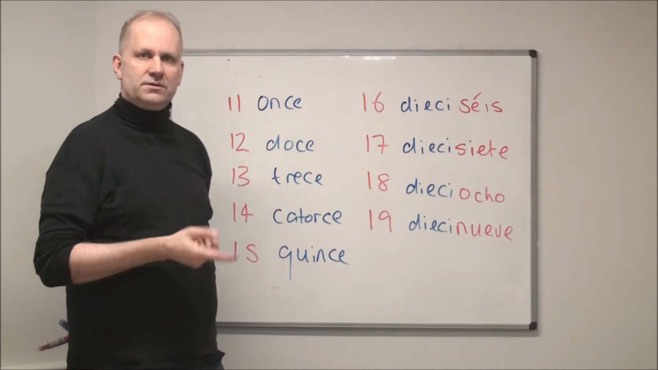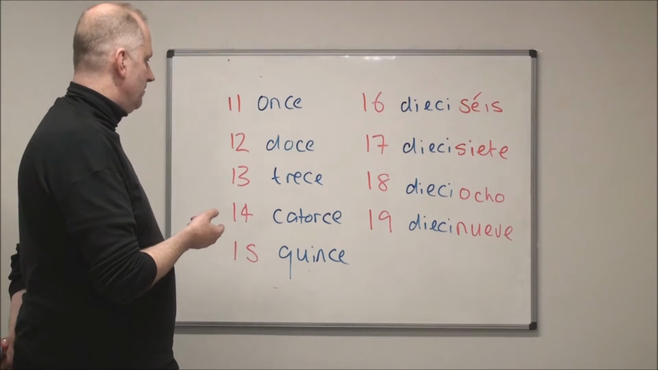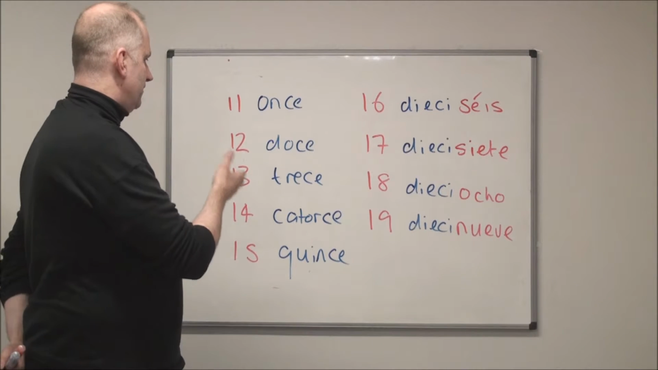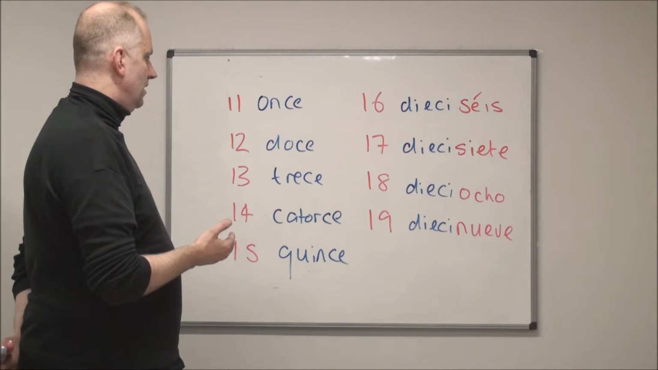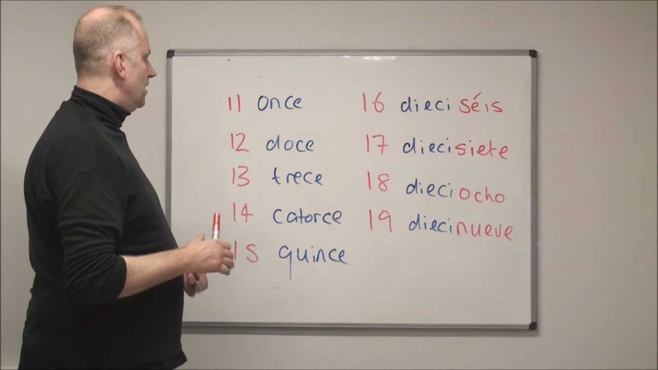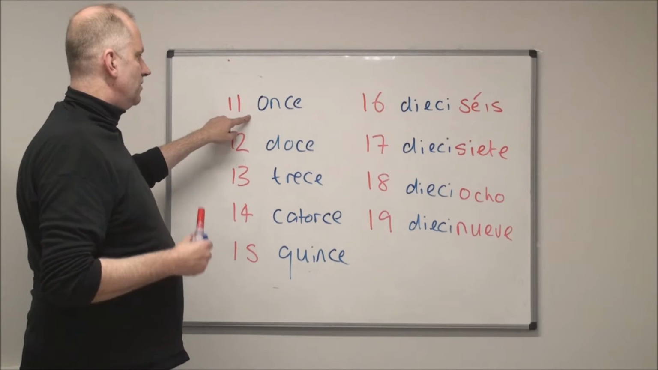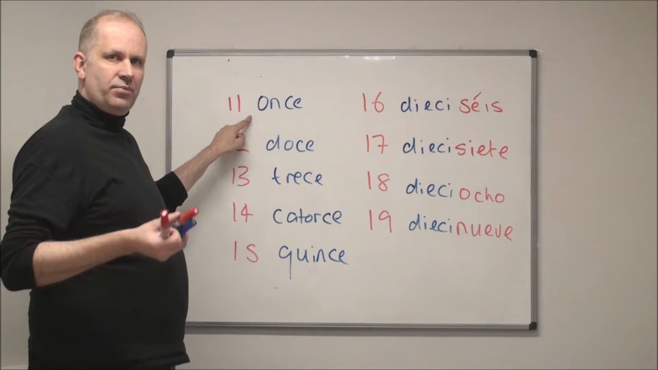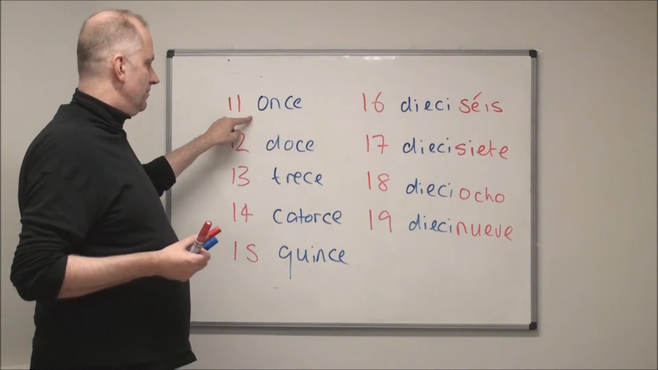Hola. In this tutorial we're going to look at more numbers. We're going to go from 11 to 19. Here are the numbers from 11 to 19 in Spanish. Let's just have a practice. As I say the word, I'll pause slightly and then you just repeat.